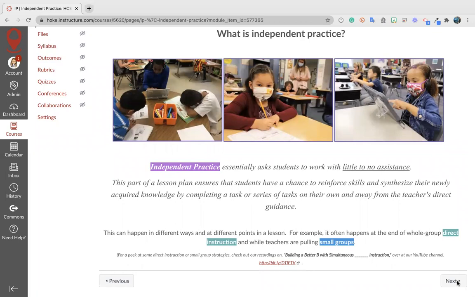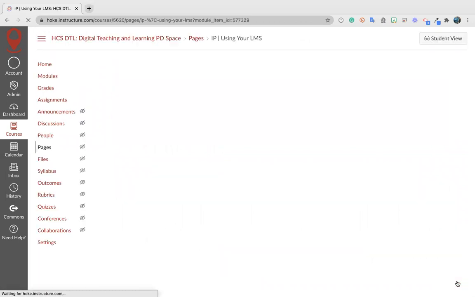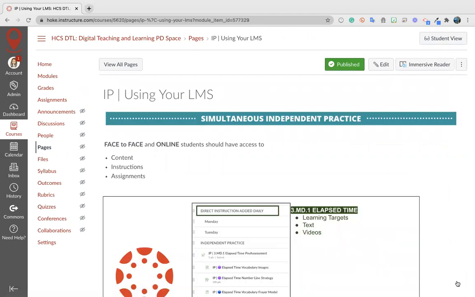So today, independent practice, what does that look like with our hybrid students? Some in class, some at home. And then how we're going to use our learning management system to help with this. Today we're going to be primarily focused on our Chromebook users, so we're going to be talking about Canvas and GoGuardian.